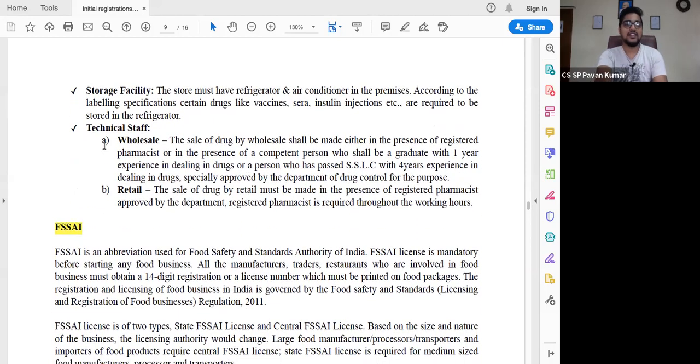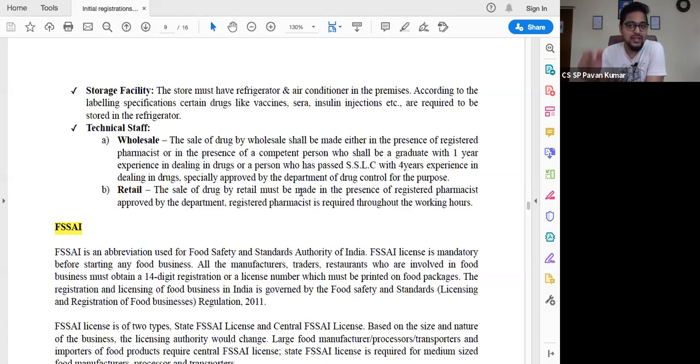And coming to technical stuff. When it comes to wholesale, the sale of drugs by a wholesaler shall be made either in the presence of a registered pharmacist or in the presence of a competent person who shall be a graduate with 1 year of experience in dealing with drugs, or an SSLC pass with 4 years of experience. Graduate with 1 year of experience, or SSLC with 4 years of experience, or a registered chemist, a registered pharmacist. Any one person should be there whenever he is supplying those drugs.